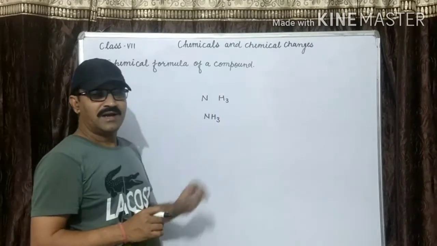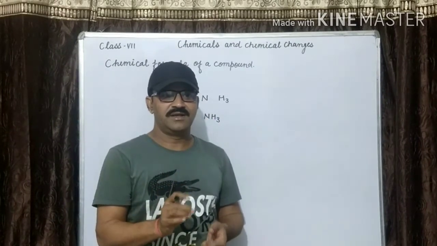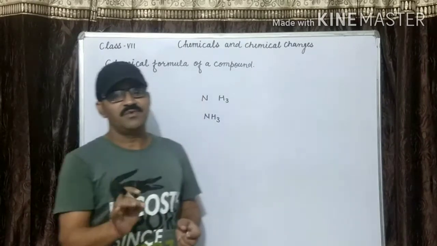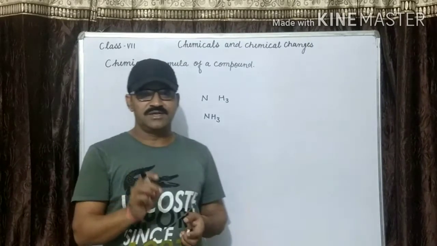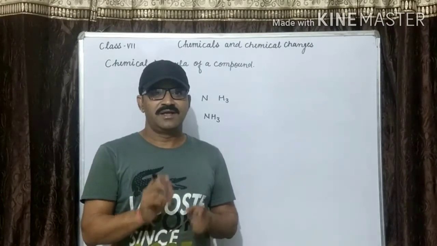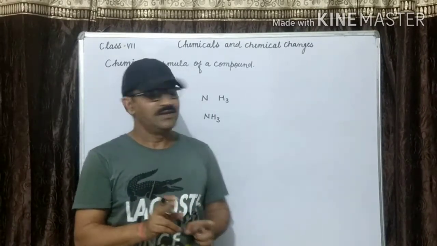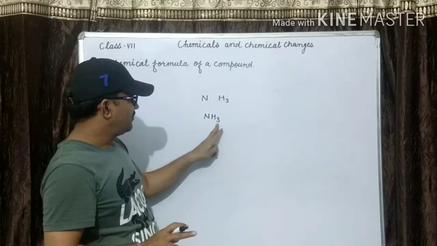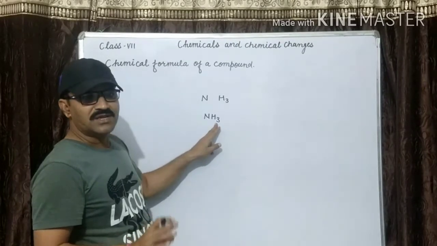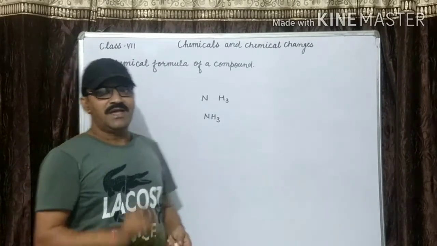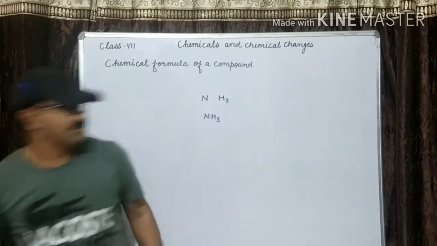Clear? Again, in the formula of ammonia, the number of nitrogen atoms in one molecule of ammonia is 1, and hydrogen atoms are 3. So we write the number of atoms present in ammonia: nitrogen 1 and hydrogen 3. So what is the formula of ammonia? NH3. We are taking some other examples also.